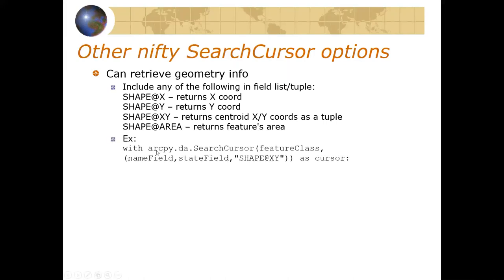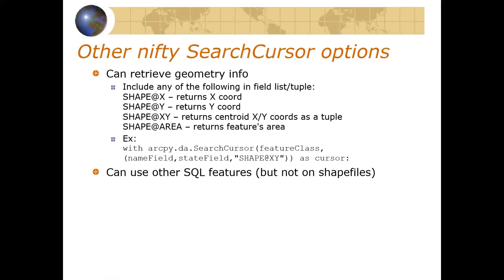And so here's an example where I'm asking for a name field, a column that stores the name, a column that stores the state, and then I'm also asking for the XY coordinate. Now, you should note that it's going to give you the coordinates. If it's a point, that's pretty simple. It's got an XY coordinate. If it's a line or a polygon, however, it's going to give you the centroid of that line or polygon. And the other thing is the coordinates are going to be returned to you as a tuple. So you would have to deal with that tuple appropriately in your code.